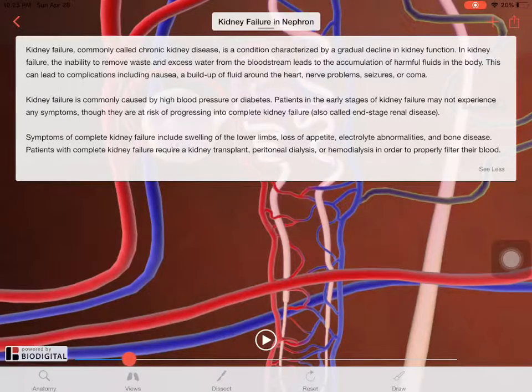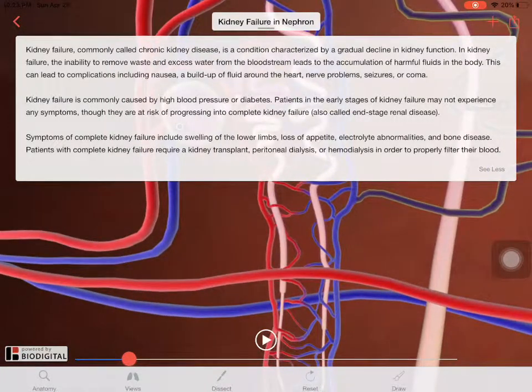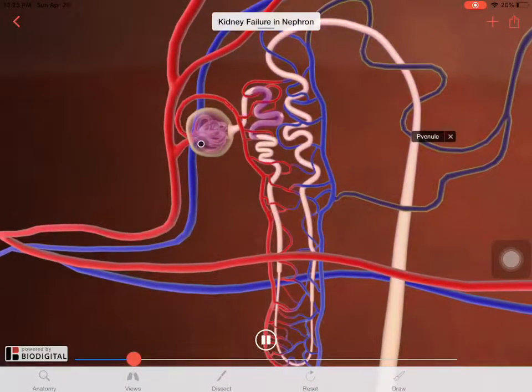A patient with complete kidney failure requires a kidney transplantation, peritoneal dialysis, or hemodialysis in order to properly filter their blood. So this is about the nephron and the function of nephrons.